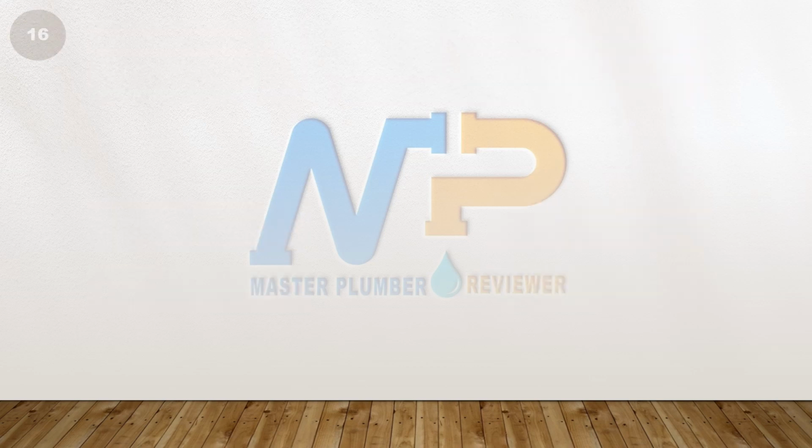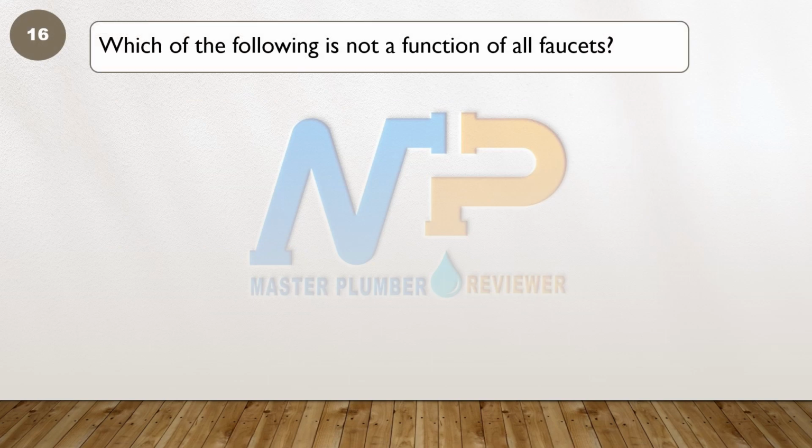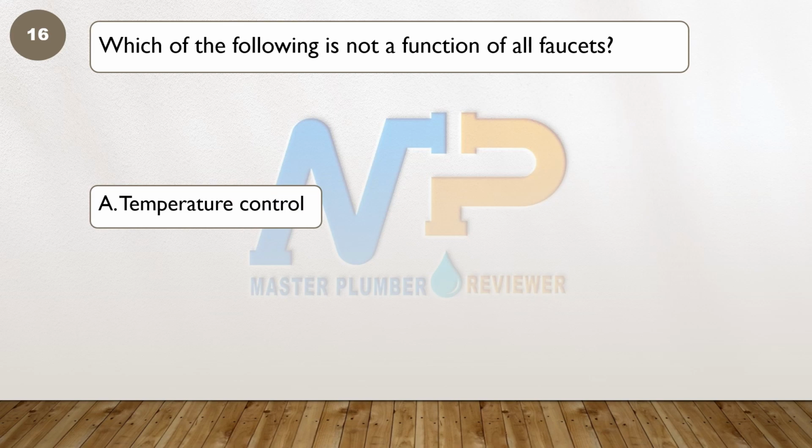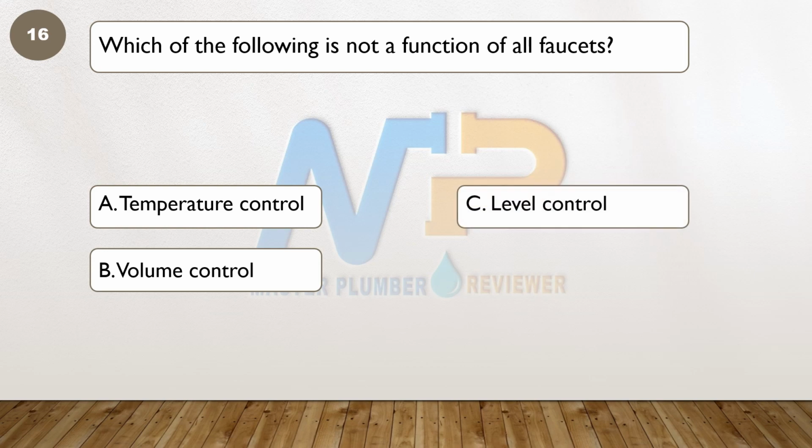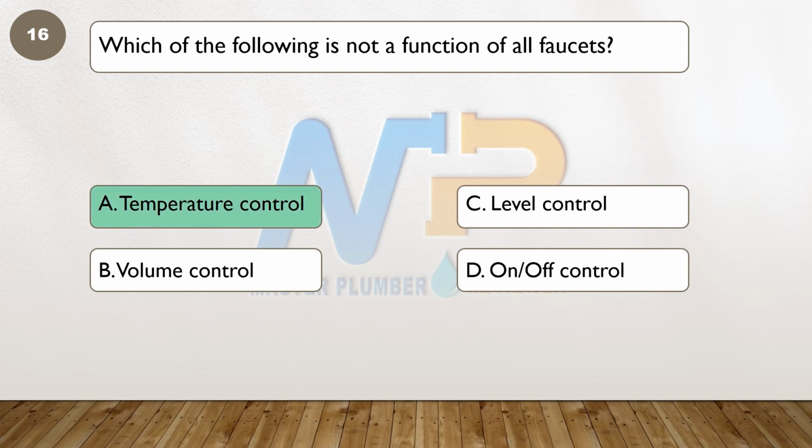Number 16. Which of the following is not a function of all faucets? A. Temperature control. B. Volume control. C. Level control. D. On and off control. The answer. It's A. Temperature control.